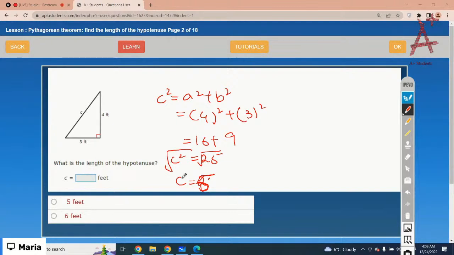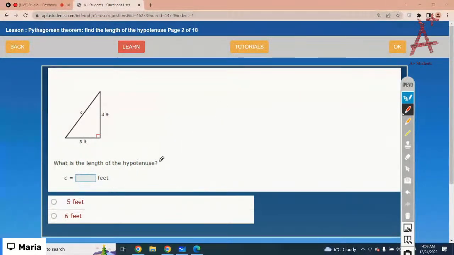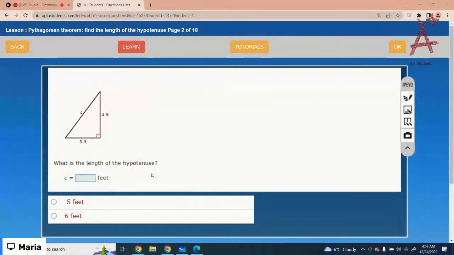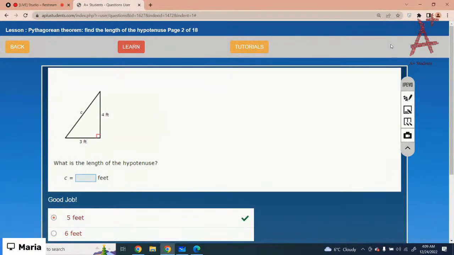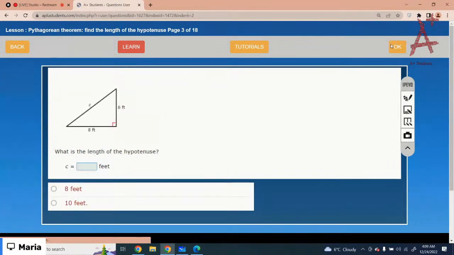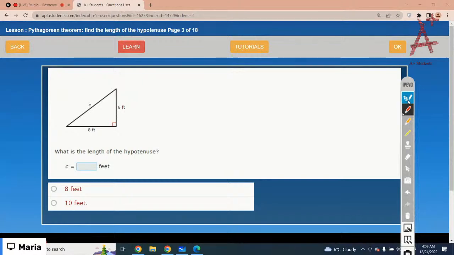C equals 5. Just select the correct option and click on the OK button. Okay, the next one is you have to find the hypotenuse. So hypotenuse equals sum of squares of other two sides. So just add up the squares of other two sides. Got it?